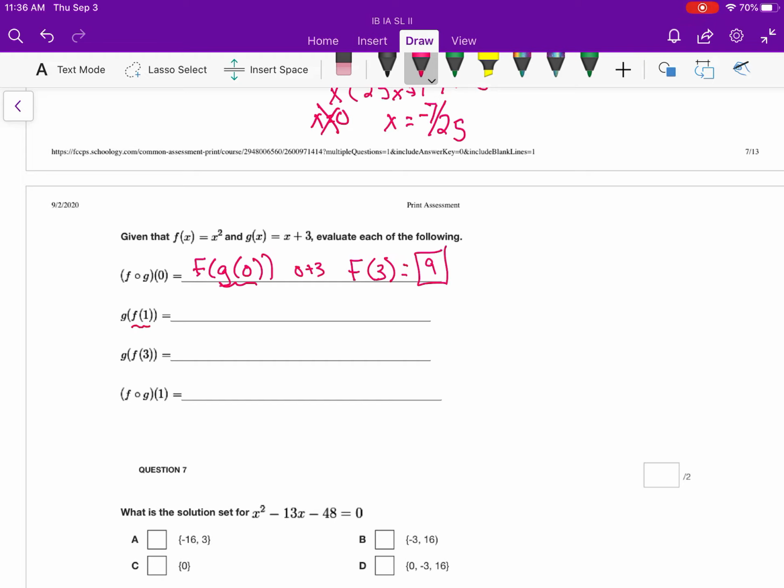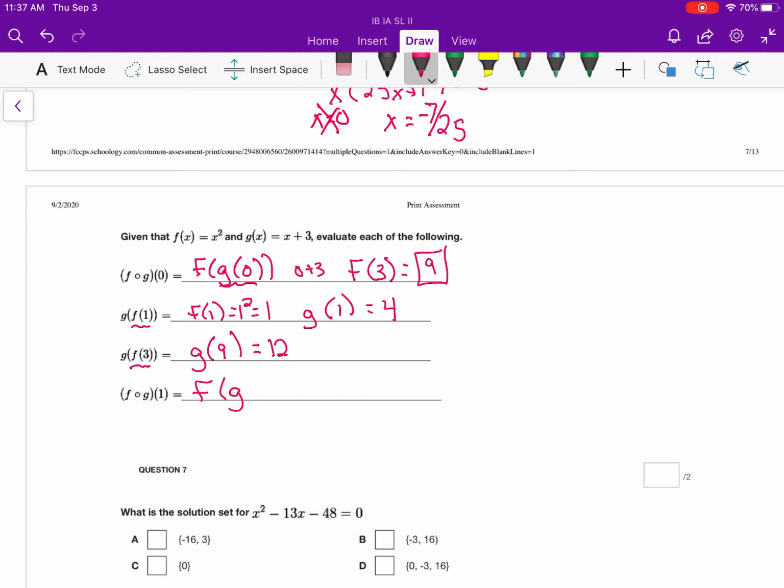f of 1 means take 1, plug it in. So f of 1 is 1 squared, which is 1. So then we find g of 1, which is 4. Okay? f of 3 is 9, so then we find g of 9, which is 12.